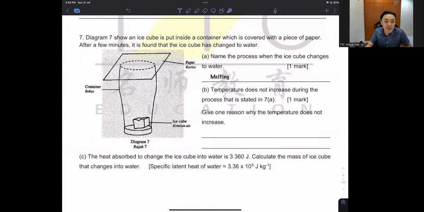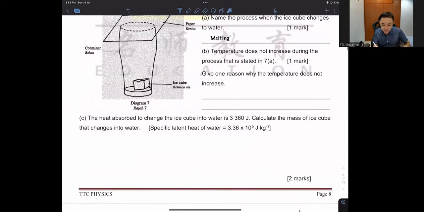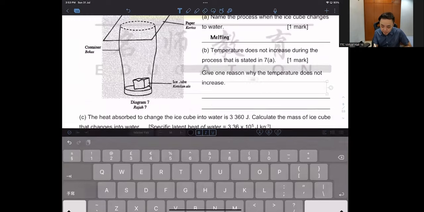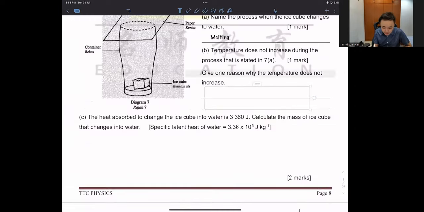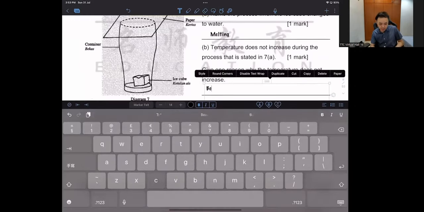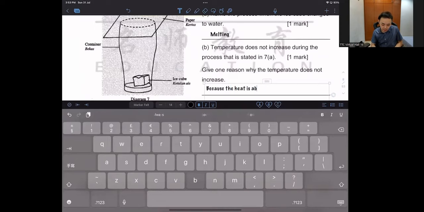Next one. Temperature does not change, does not increase. Why? Well, we got the answer already, right? We just mentioned it now. Every time when we're changing state, the temperature does not change because the heat energy is absorbed to... Well, I gave you the answers already. Now you tell me the answer. Every time when we're changing state, why does the temperature not even change?